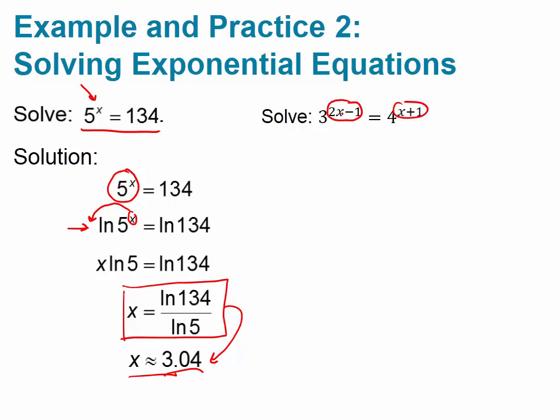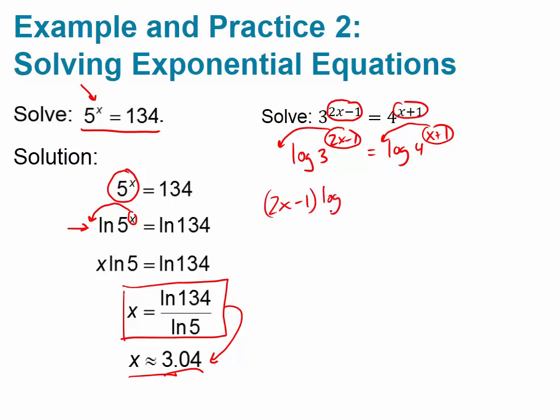All right, as discussed, everything's all isolated here, so I'll take the natural log or the common log, doesn't matter. Okay, and as discussed, that allows us now to pull those exponents down in front and turn them into multiplication. So let's see, I'll have (2x minus 1), I'll put that in parentheses, times the log of 3. And then over here, I'll have (x plus 1) times the log of 4.